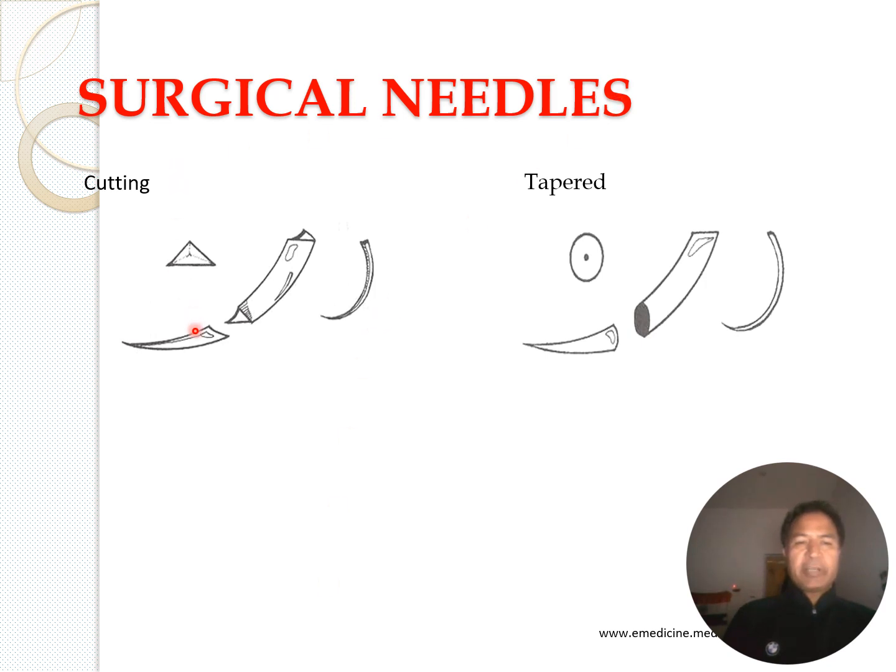These are surgical needles. These are cutting needles. Tapered needles are circular in outline. Cutting needles are triangular or pyramidal in outline. You can see these are circular.